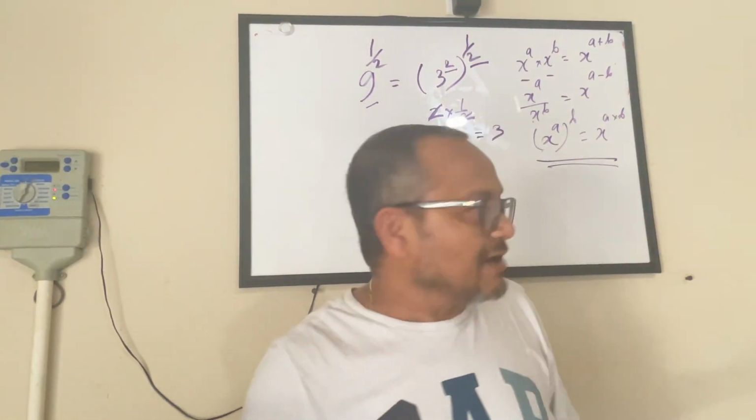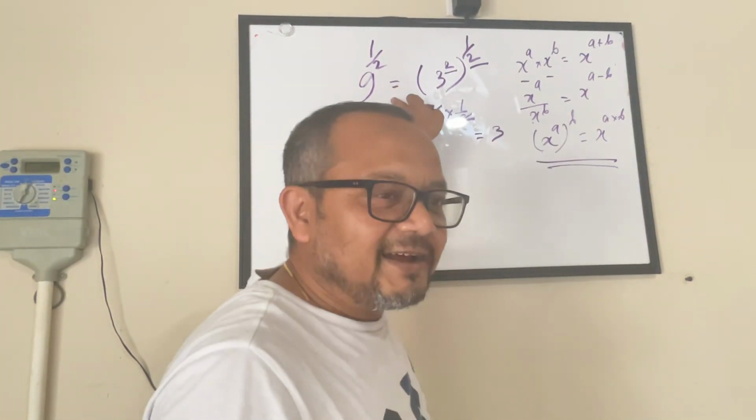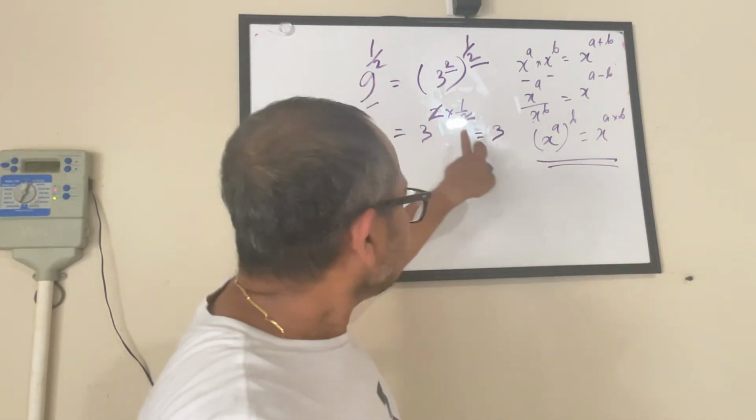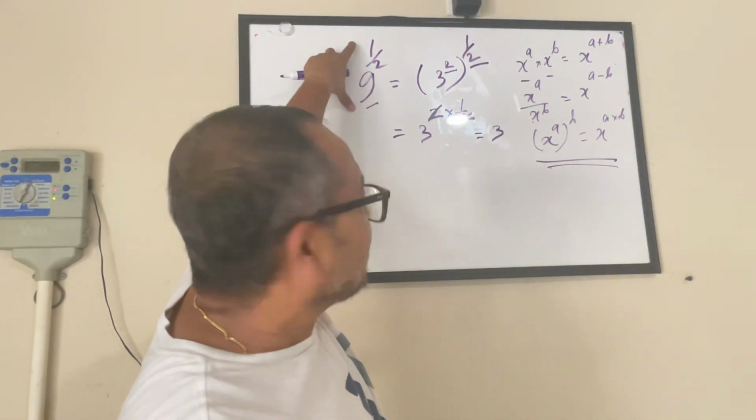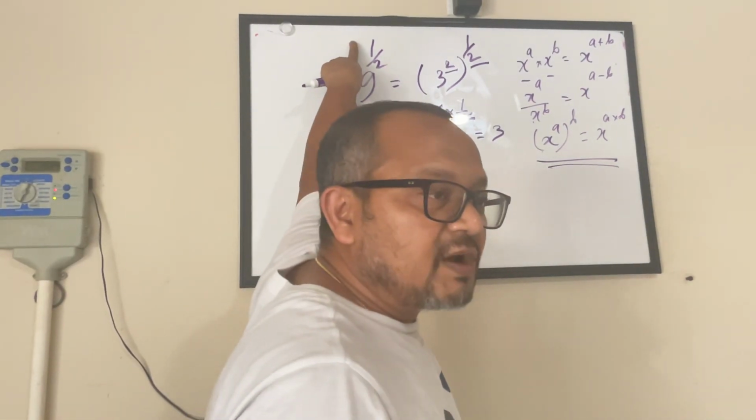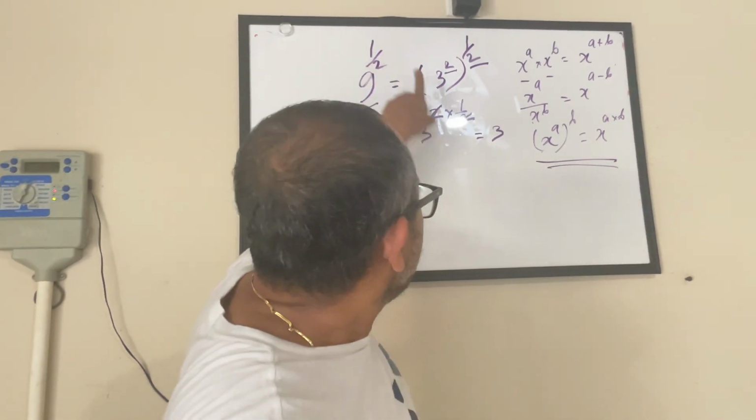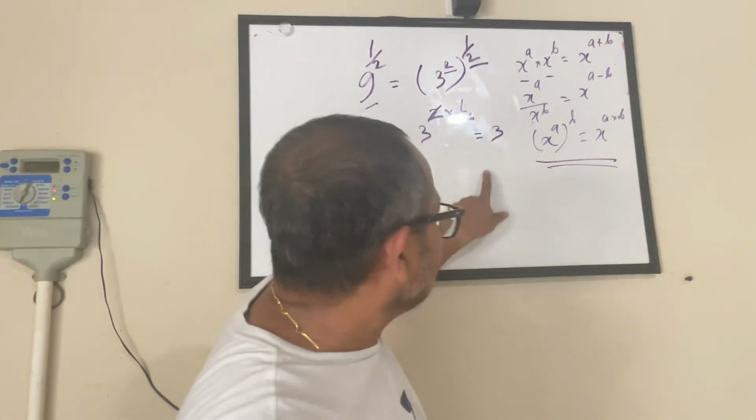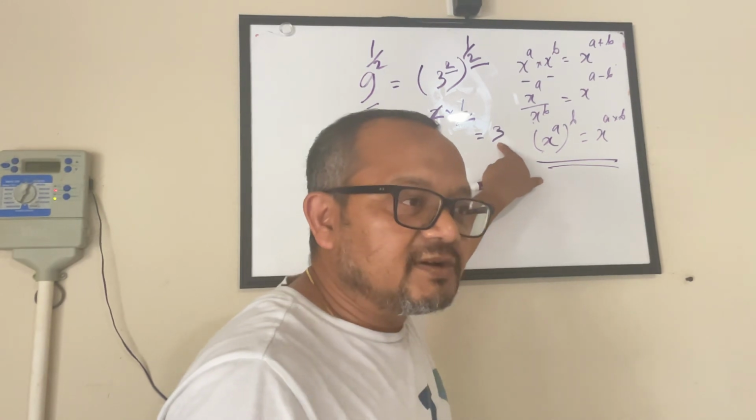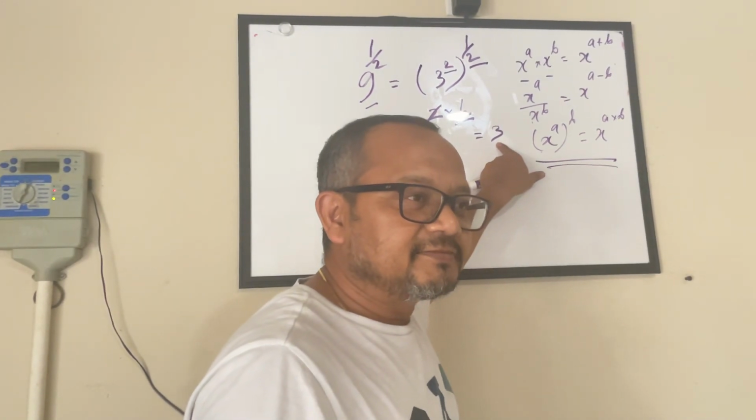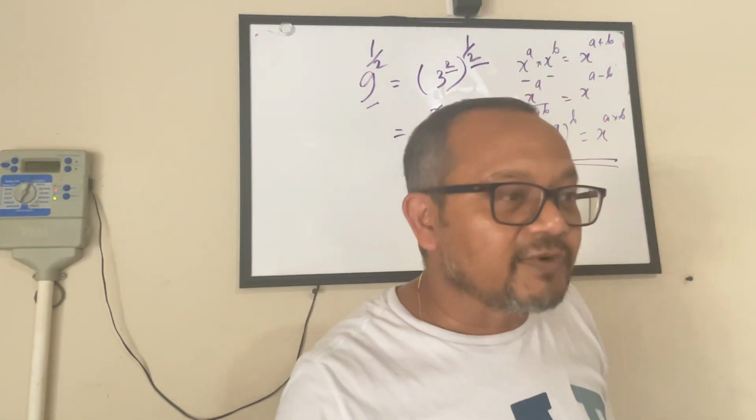So coming back to this one, look at this. This one was looking very complicated, 9 to the power 1 by 2. When we simplify this, actually it became simple. Now let's look at one more problem.